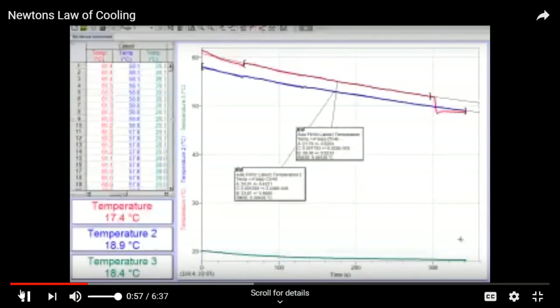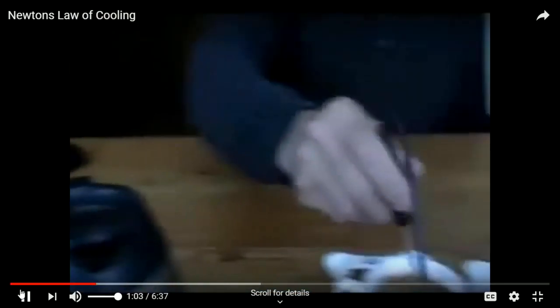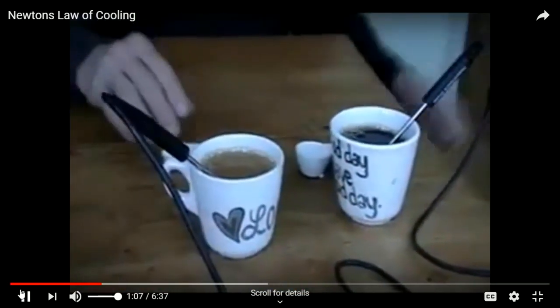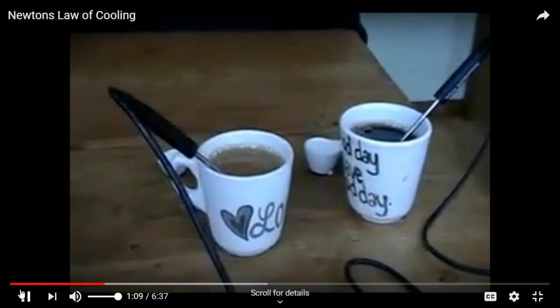Okay, now, how can you tell from the graph that it's exponential growth or decay? Did you notice it went down? It was exponential decay.